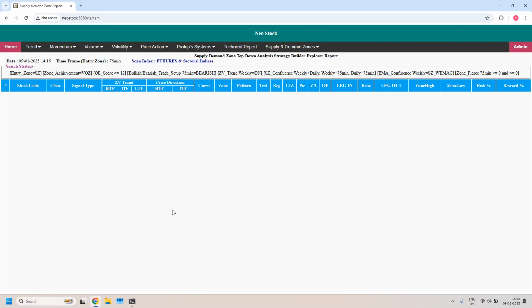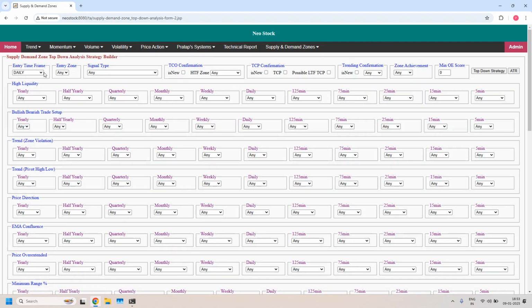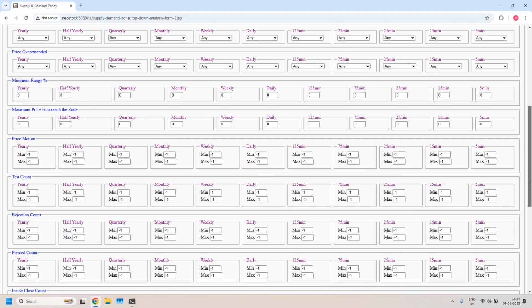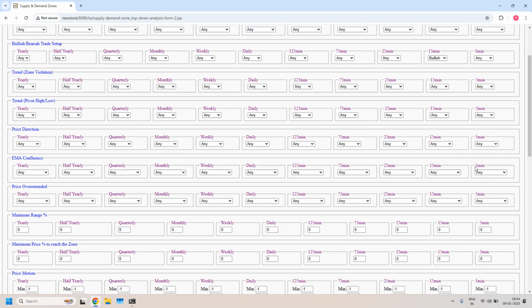Okay, this is about bearish trade setup for weekly income trade. Next, bullish trade setup for daily income trade. Entry time frame is 15 minutes. Entry zone is a demand zone. In bullish or bearish trade setup at 15 minutes time frame, I am selecting bullish, and these 15 minutes demand zone should not be pierced. So in the pierced count at 15 minutes time frame, I am setting minimum value 0, maximum value 0.